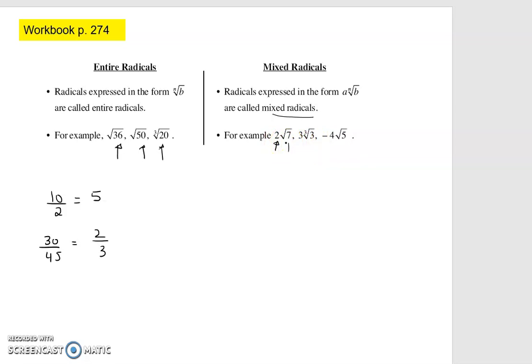So we need to be able to get to the most simplified mixed radical form there is, just like we always like to bring our answers down to the simplest fraction, the lowest terms. We also want to do the same thing with radicals. We want to simplify it to the lowest form. Okay, so how do we do this?